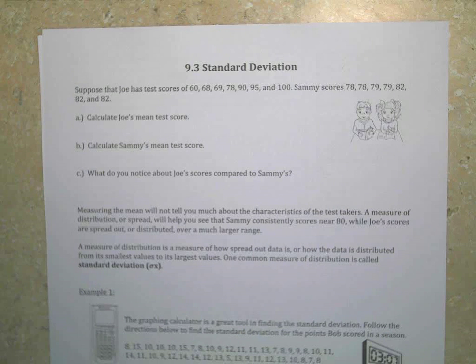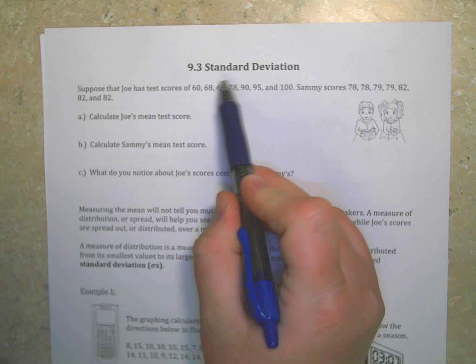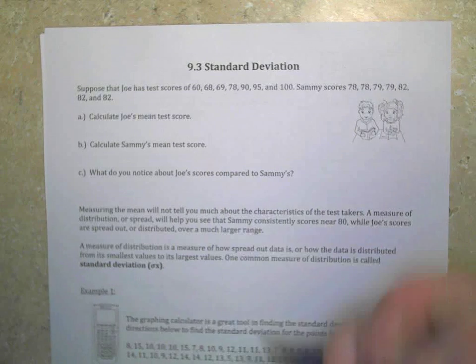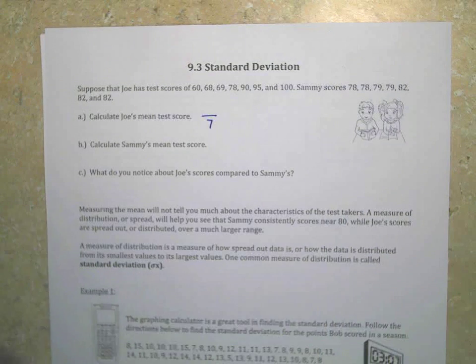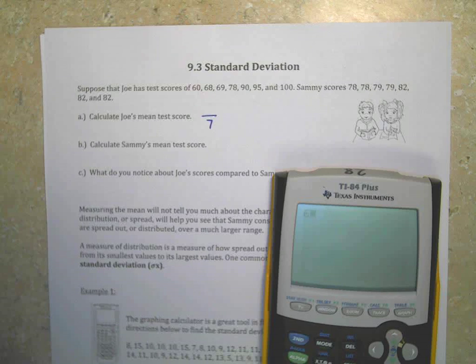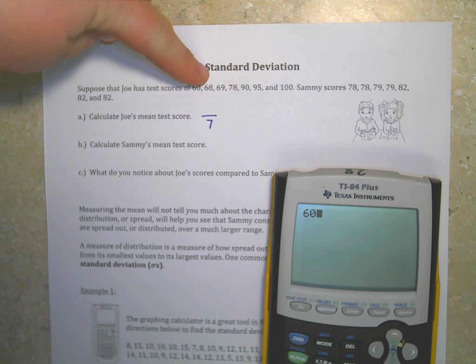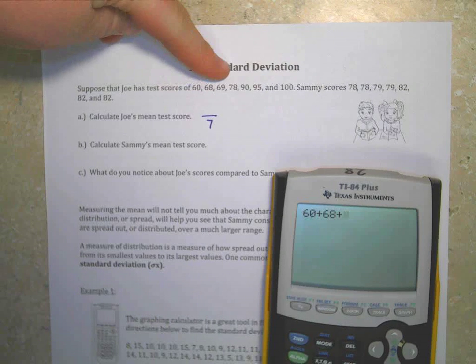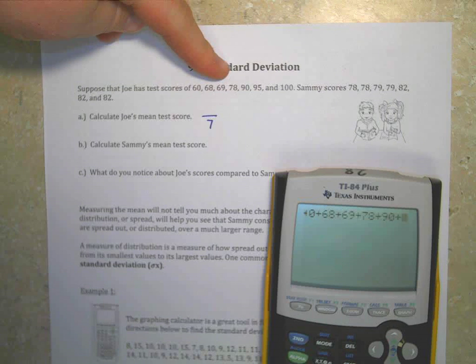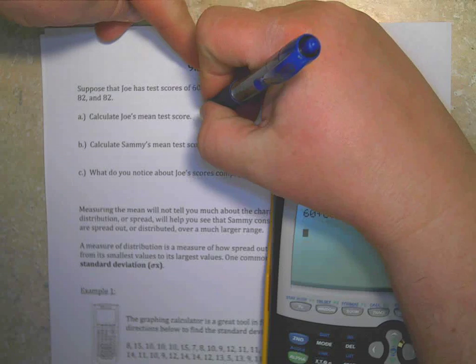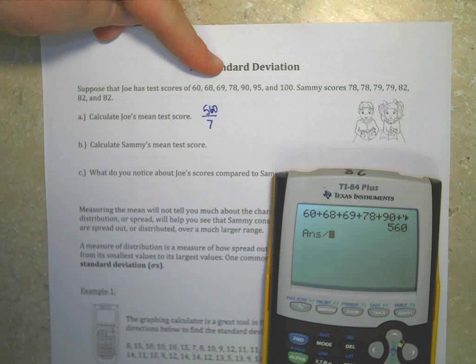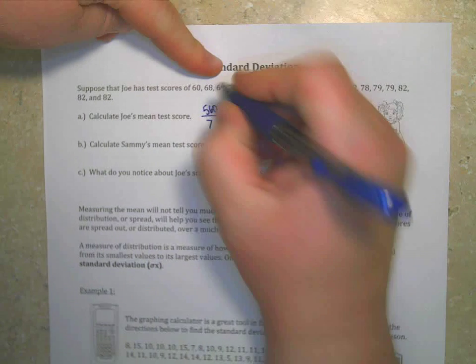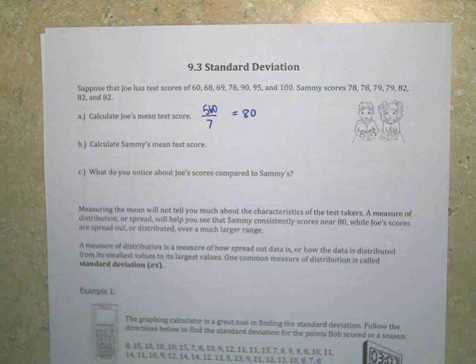So I'm just going to add those numbers together and divide by 7, because there are 7 test scores. So let's add those up. So that's 560. Divide that by 7. So his mean, or his average, is 80.